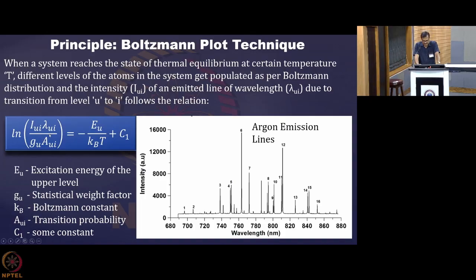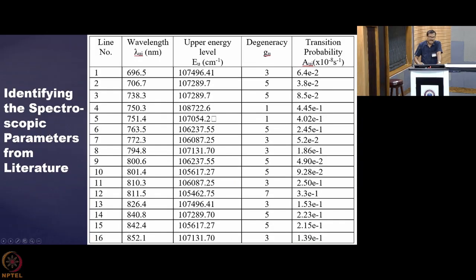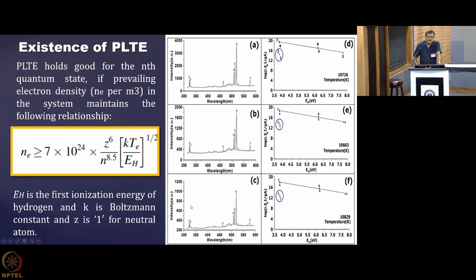For all this, you can go to a standard data set like this one I have taken from the NIST data table. There all the parameters are listed. You can get those parameters from there, and you can make a Boltzmann plot, the log of that quantity as a function of the upper energy level, and you get a straight line, and you find the slope of the straight line, and you get the temperature.